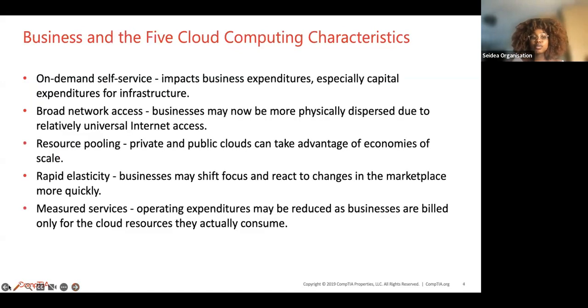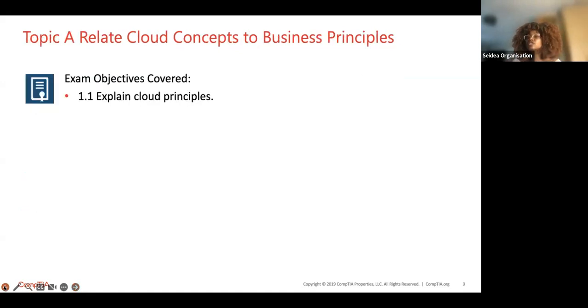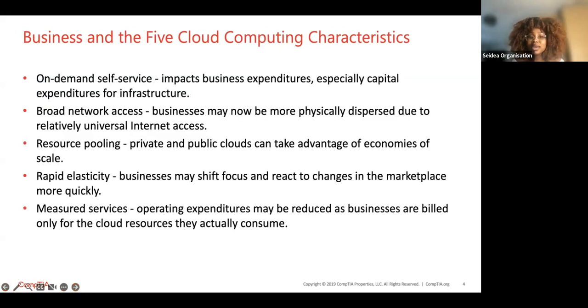So last week, we focused on how do you explain cloud principles. And I know that it might seem repetitive, but this is very, very important for us to recap, because this forms the foundation for what we're going to be discussing more when we're looking at the Cloud Essentials certification. So the first one I will say is on-demand service, right? Which is all about how does it impact business expenditures, especially capital expenditures for infrastructure.